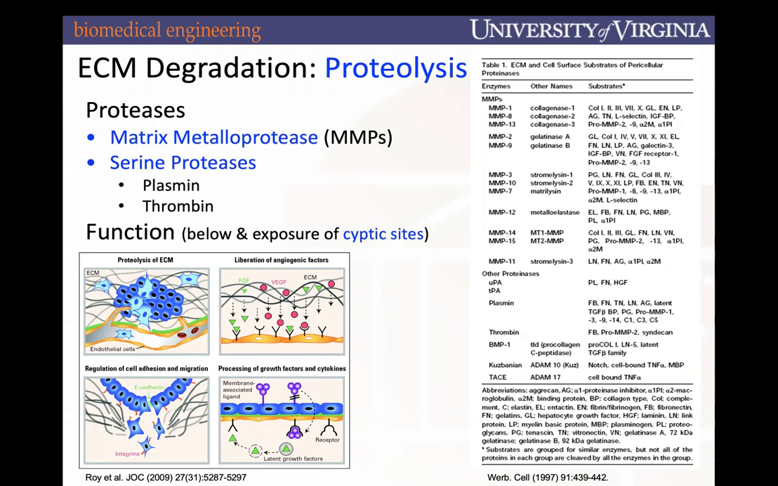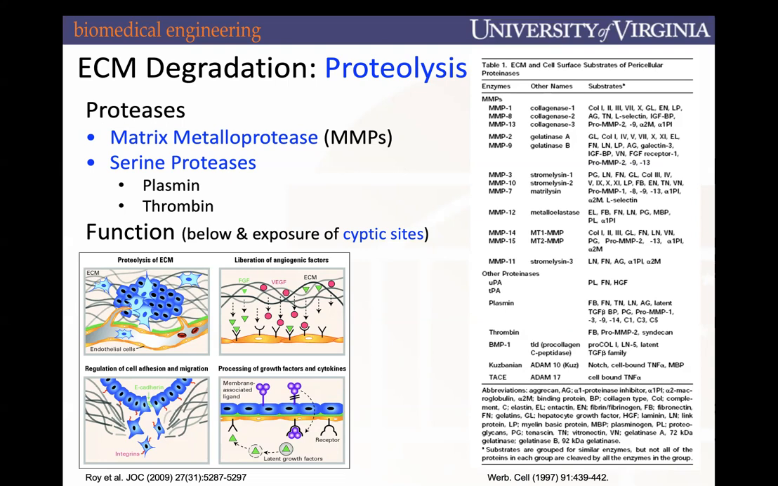A key way in which that happens is through proteases. Proteases are enzymes that break down proteins. They promote proteolysis. They break down proteins either into smaller peptides or into smaller subunits. And two key species of proteases to take note of are matrix metalloproteases, MMPs, and serine proteases.